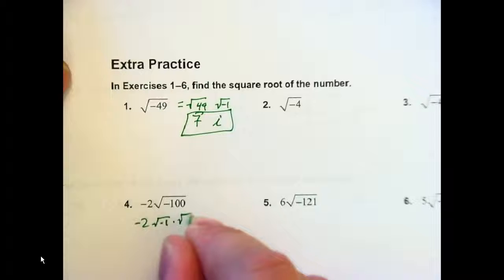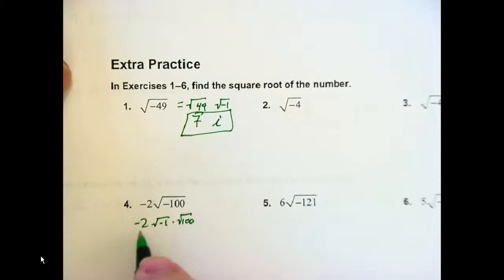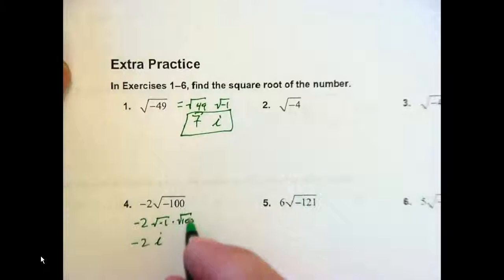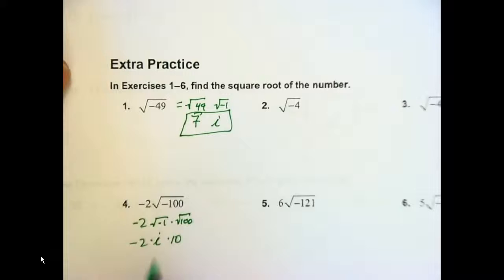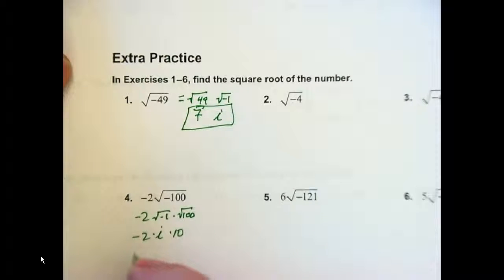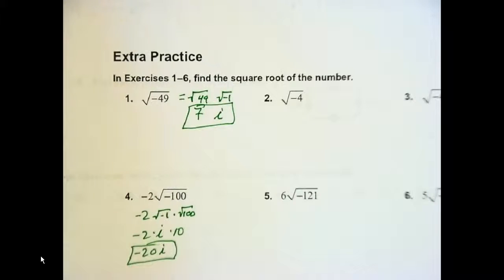Root -2 is √-1 times √2... and root 100 is 10. So -2 times 10 is -20i. How many got it right? Neato burrito. Questions? Yes, sir?